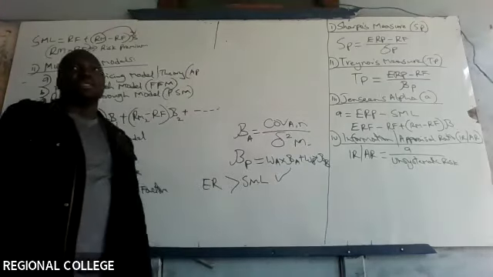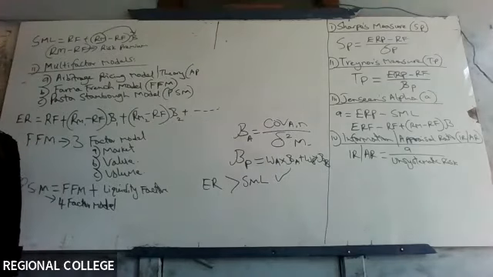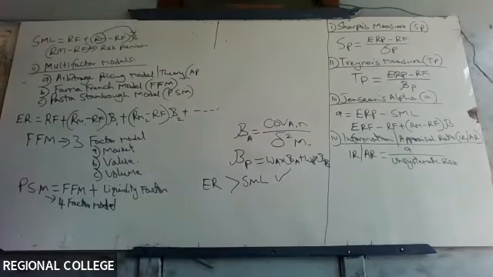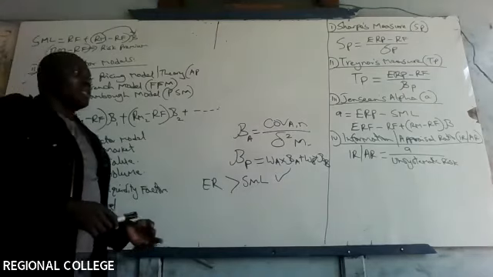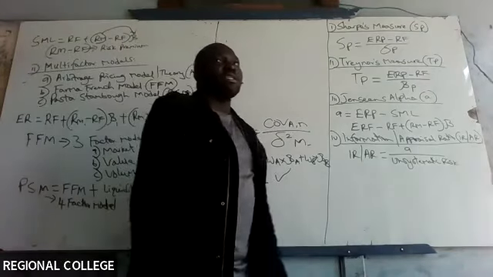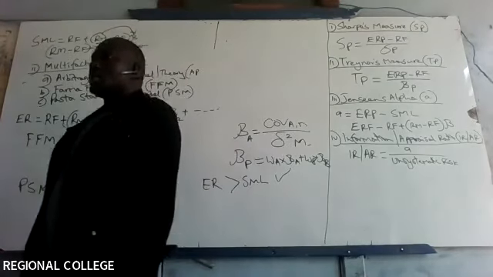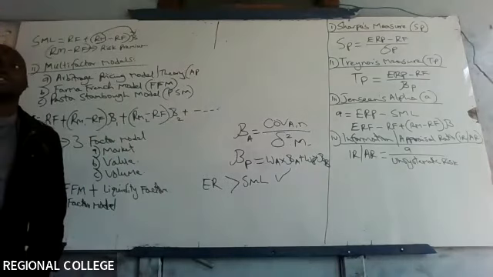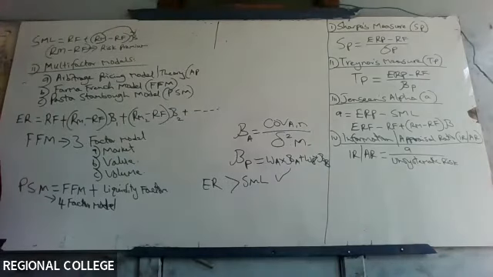This one, of course, the lower the better. So Sharpe's, the lower the better. Treynor's, the lower the better. Information ratio, the lower the better. Jensen's, the higher the better. So the lower the better, apart from the Jensen's.